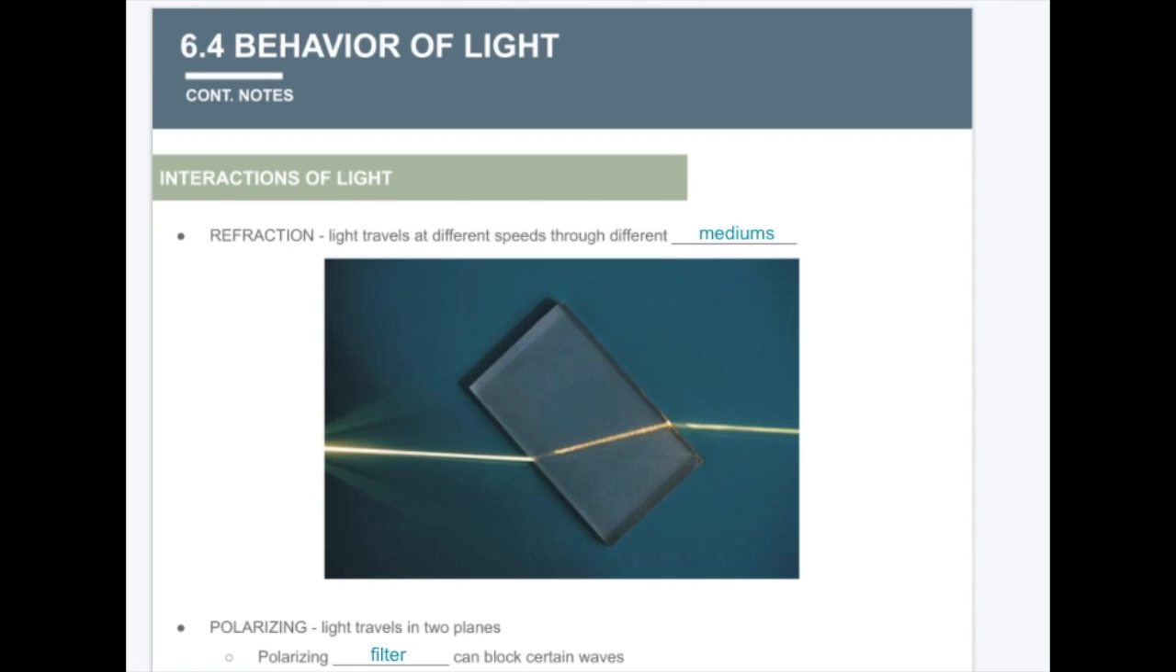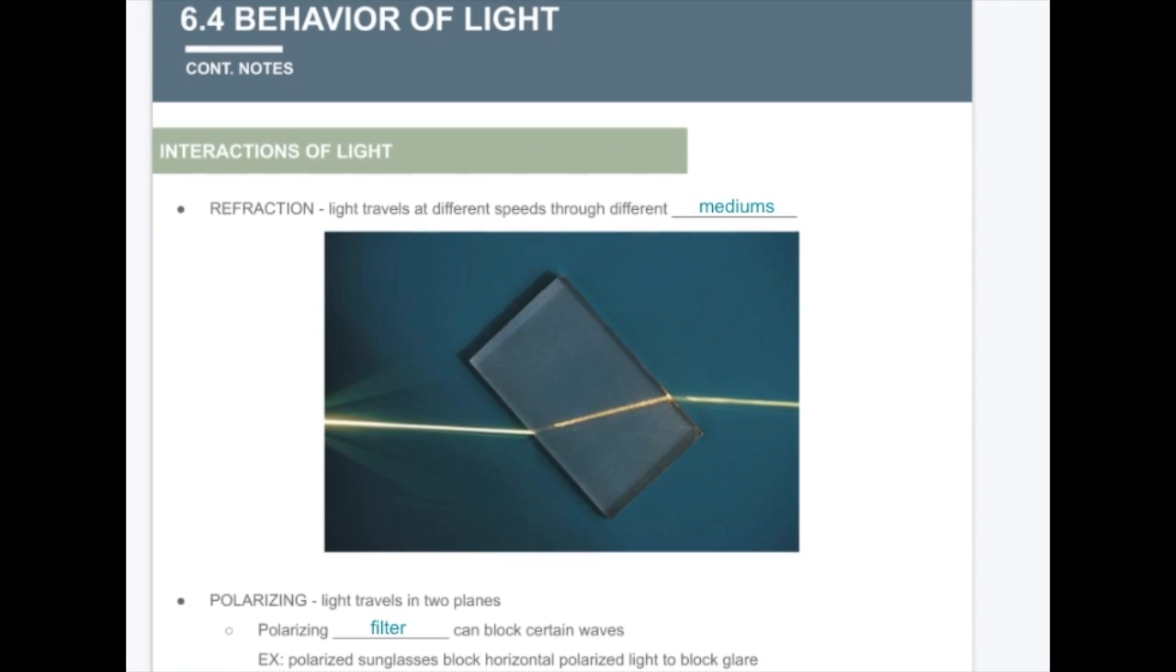For interactions of light continued, we have refraction. We talked about refraction when we talked about mechanical waves as well, but this is when light travels at different speeds through different mediums. Remember we saw the picture of the pencil in a glass of water? The light at the top of the pencil being reflected back to us travels at a different speed than the light traveling through the water, and that's why it looks like the pencil is broken, but really light is just traveling at different speeds through the different mediums.